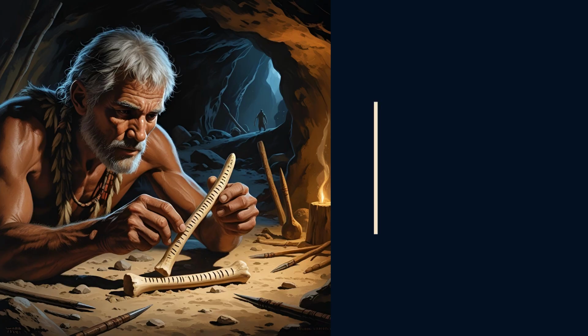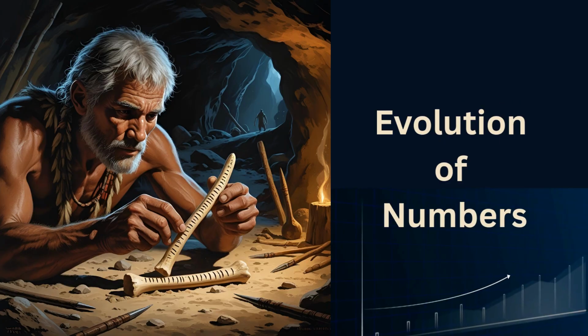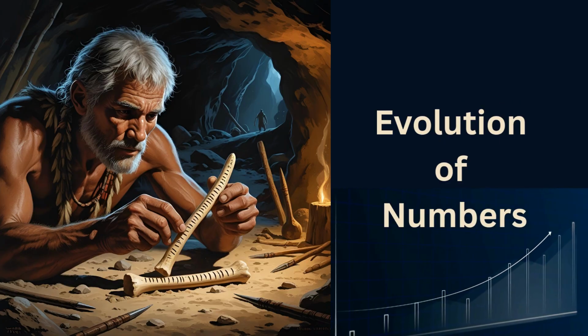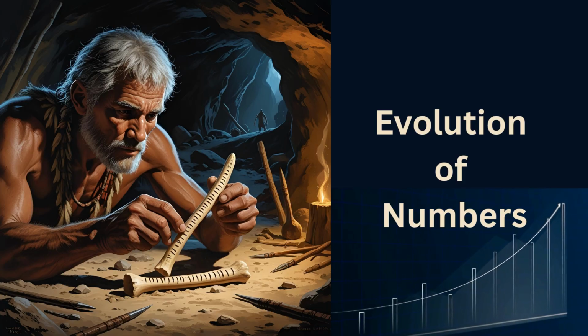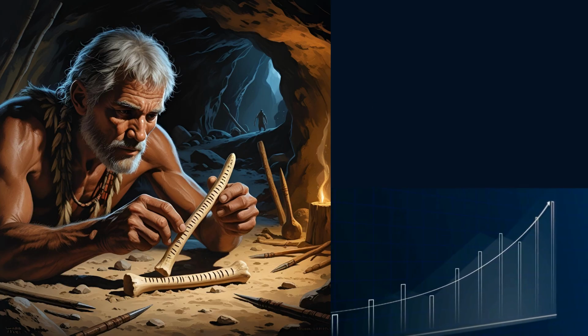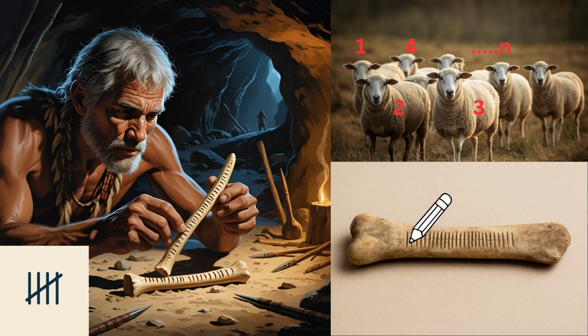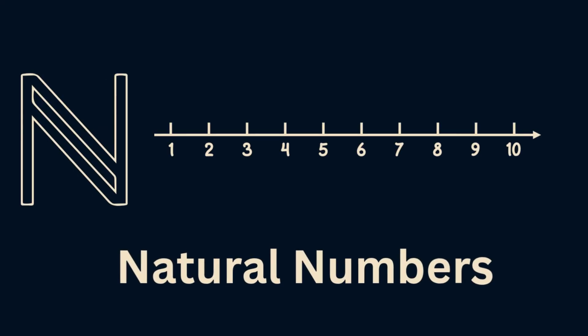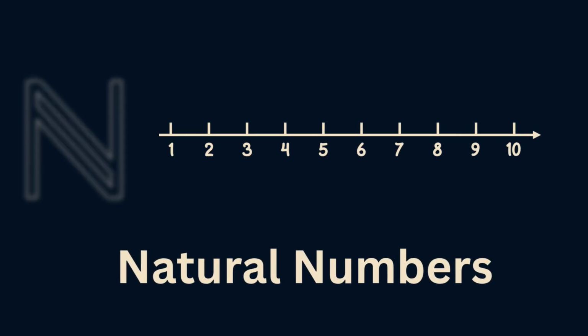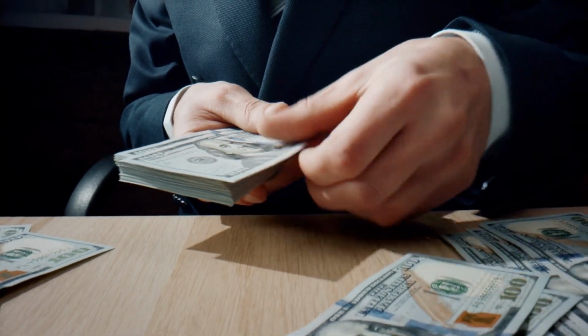To understand this, we need to briefly look at how numbers evolved. Numbers did not appear suddenly. They were invented gradually as humans encountered new problems. Imagine a primitive human counting animals. To keep track, he scratches marks on a bone. Each mark represents one object. This is how natural numbers were born: 1, 2, 3, 4. Natural numbers help us count objects.